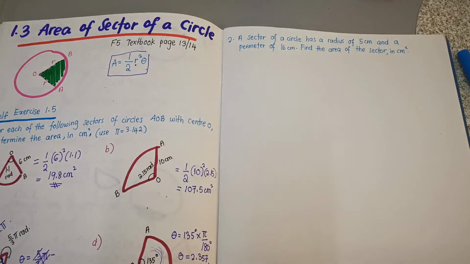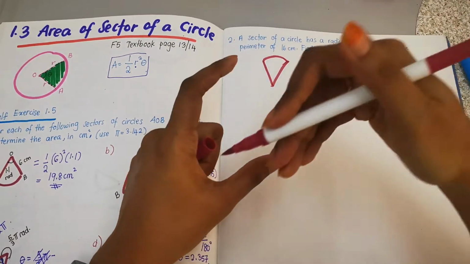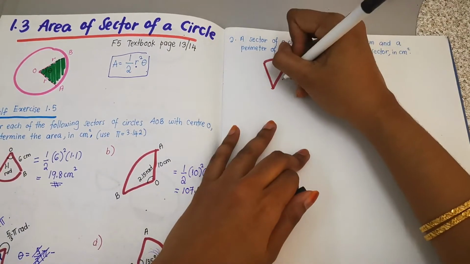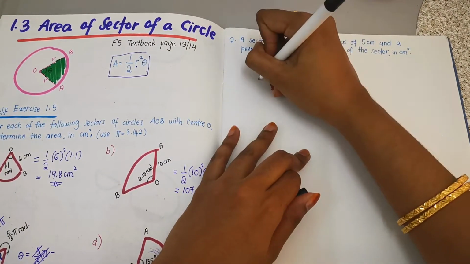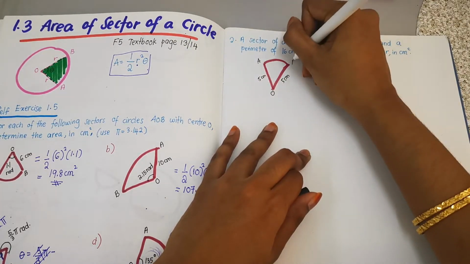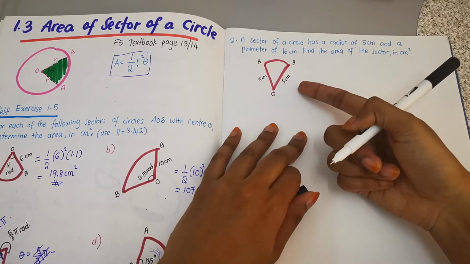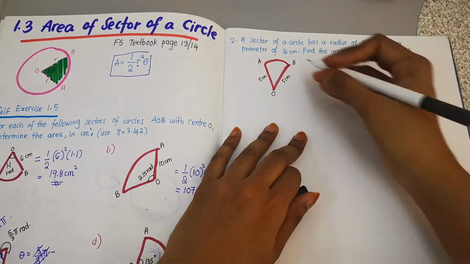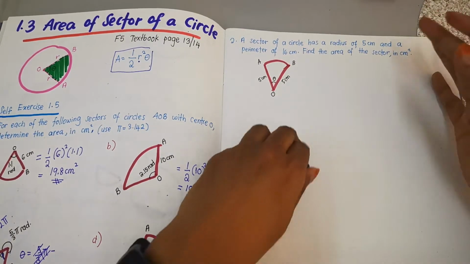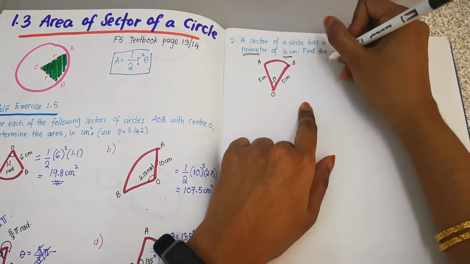Let's actually draw a sector first. This is our sector, and radius is 5 cm. I'm just going to label this as O, this is A, this is B. The radius is 5. Perimeter is 16. Theta not given, so we have to use the information that we have here, perimeter.